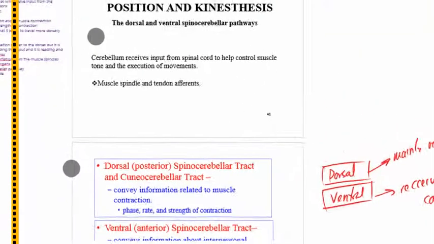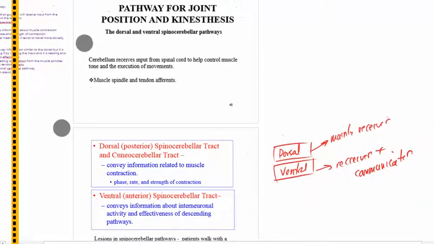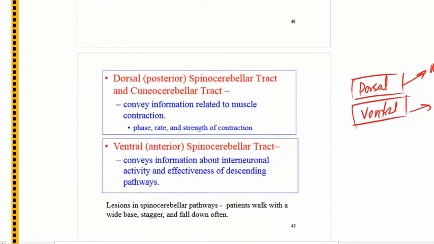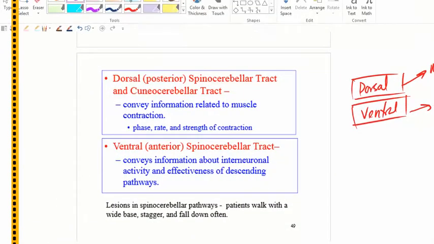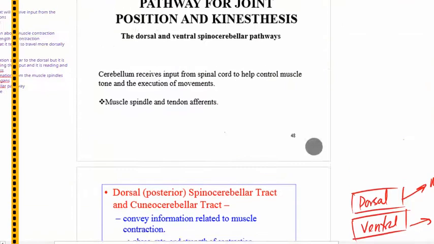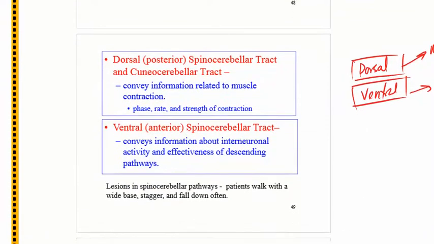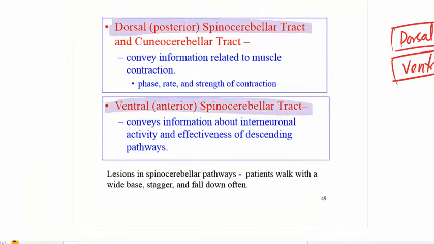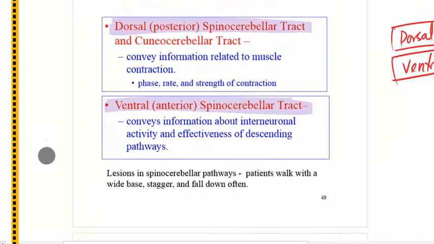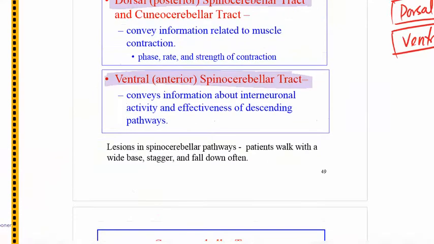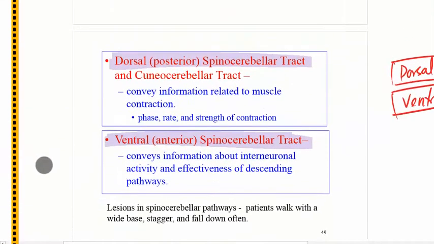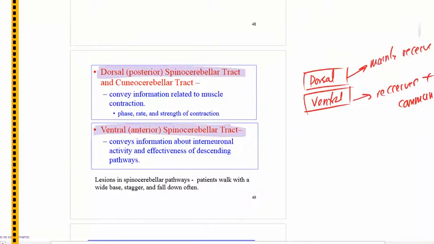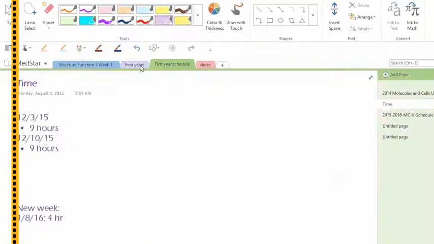All right, so maybe we could just go through the spinocerebellar tract, right? So when we're looking at the spinocerebellar tract, we said that it's going to be divided into two different tracts. You're going to have the dorsal spinocerebellar tract, and you're going to have the ventral spinocerebellar tract. What did I say, dorsal and posterior? One second, let me go back. This is actually a little bit confusing.